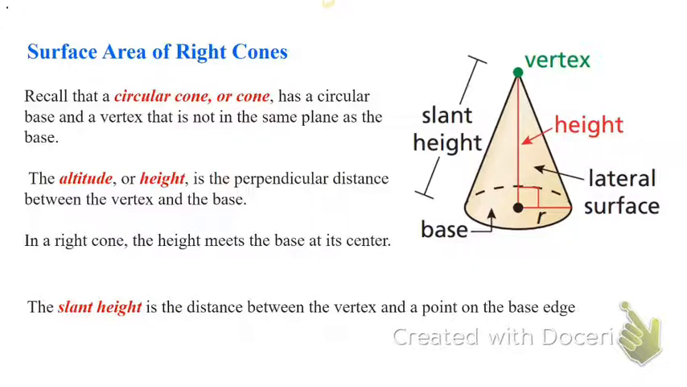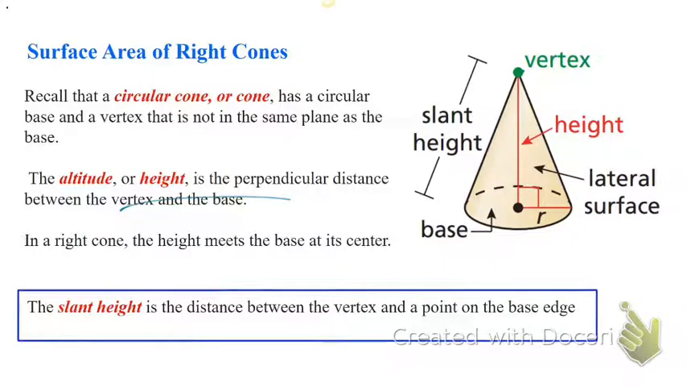There's another piece of information that we're going to need to use, and it's called the slant height. The slant height is the distance between the vertex and a point on the base edge. So actually going down to the circle itself, you can see where we have it labeled on the figure. So the slant height itself is the distance between the vertex and a point on the base edge.